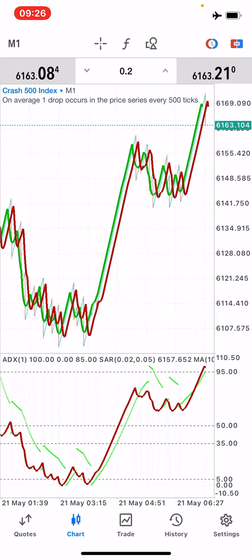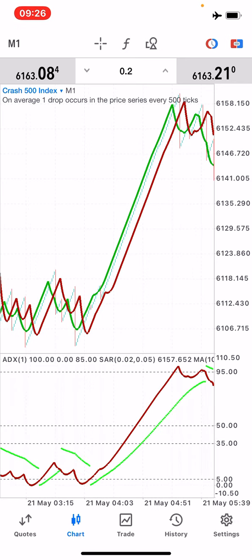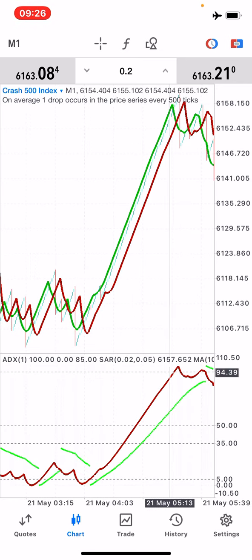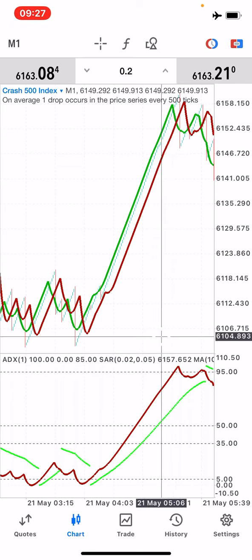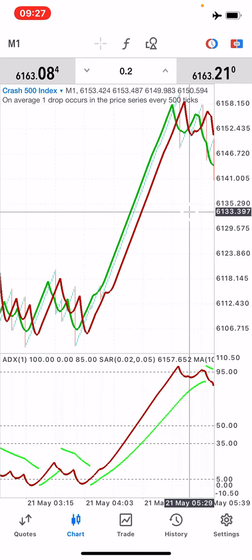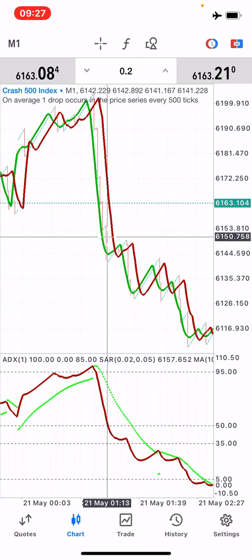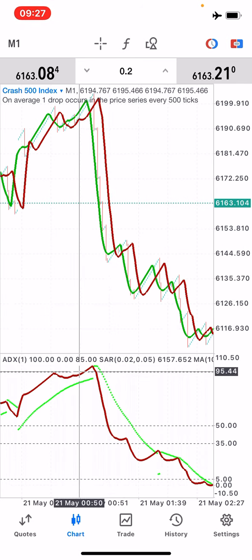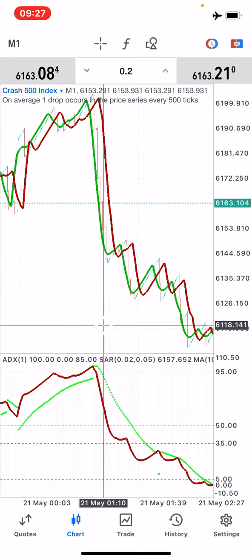Okay, so we can look for more examples. As you can see, our red line reached the extreme level, level 95, and then bang, the spike came. We can keep looking right here. Our red line reached level 95, and there was a series of spikes following.